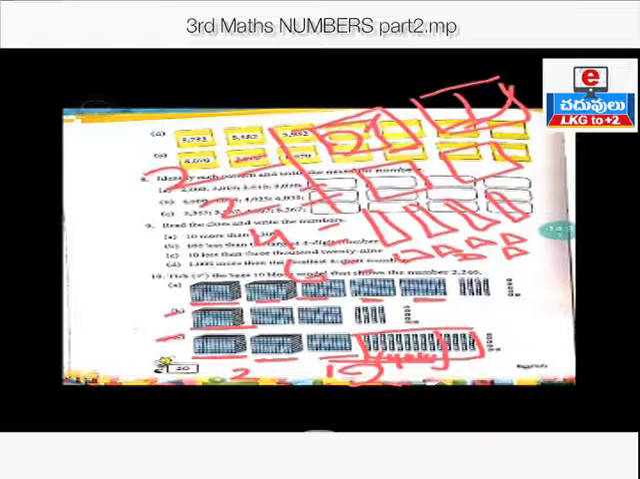Next they given 4 rods. Here 4 rods and 6 units. So we get this option. So they are asking to tick, no? So here see, this model shows the 2246 number, no? So tick this number.